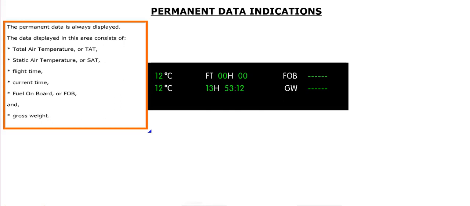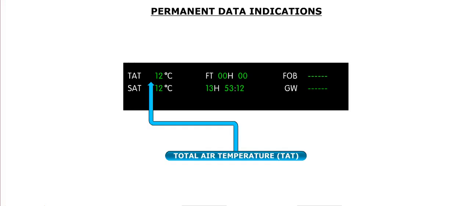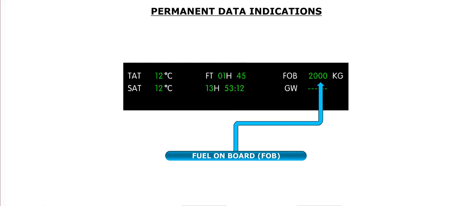The permanent data is always displayed. The data displayed in this area consists of total air temperature, or TAT, static air temperature, or SAT, flight time, current time, fuel on board, or FOB, and gross weight.